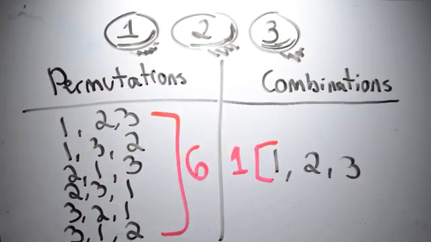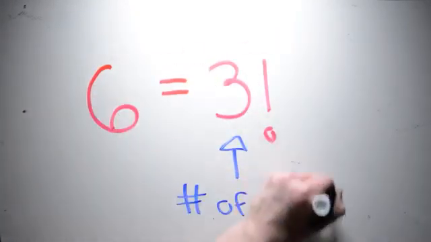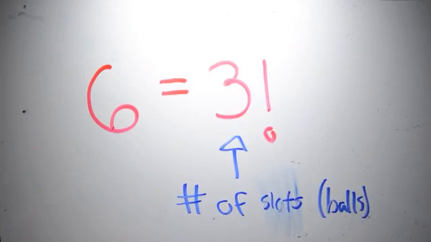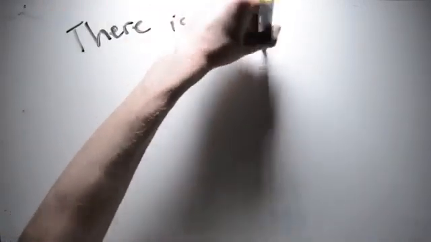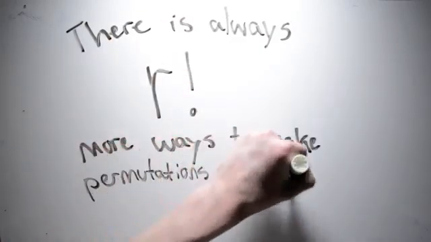Where did the 6 come from? Well, we started with 3 balls. If you take 3 factorial, you get 6. This works for any example. There's always r, the number of times we choose, or slots, factorial, more ways to make permutations than combinations.